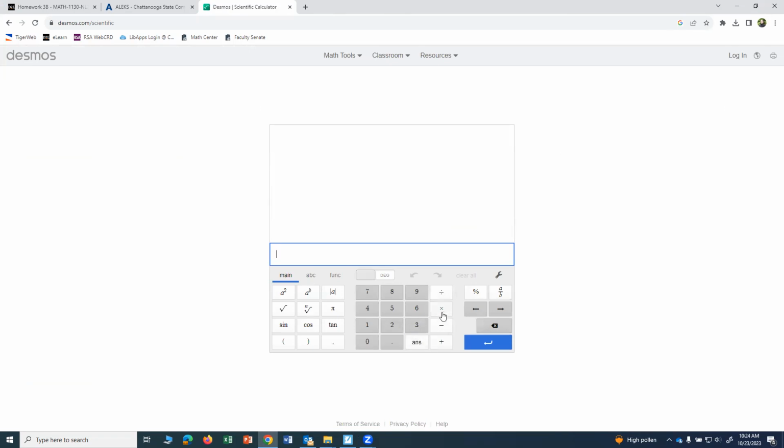And I'm going to put in my negative 7/8 plus 2, and hit this fraction key. That gives me the 9/8. So now I know that I got the correct y-intercept.